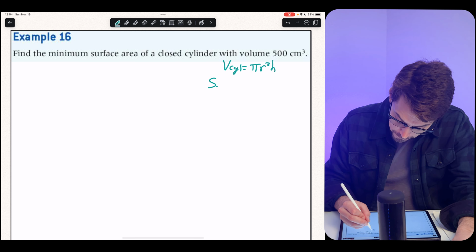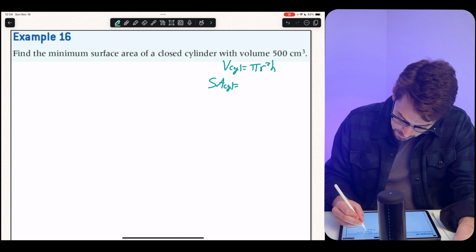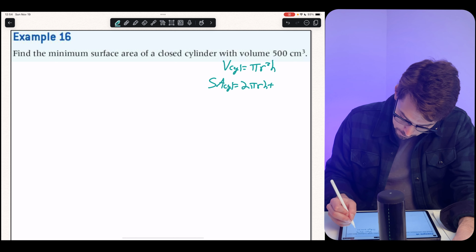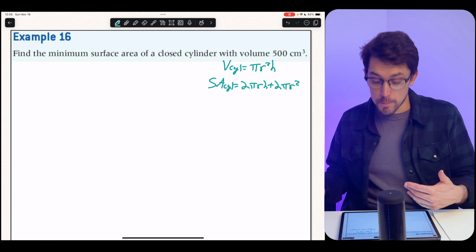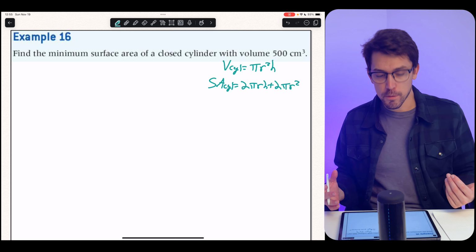And also that the surface area of a cylinder is going to be equal to 2 pi r h plus 2 pi r squared. Maybe you have a formula booklet, maybe you remember that, but those are the two things that we're going to have to be working with here.